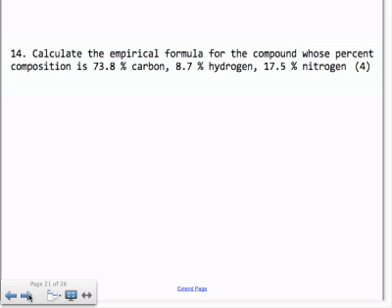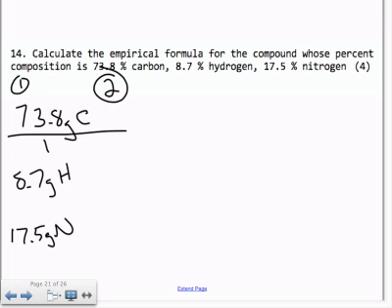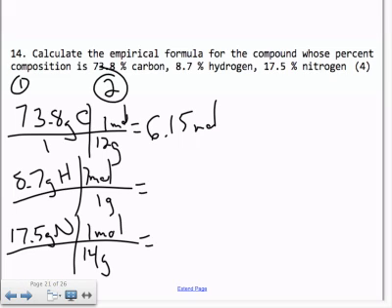All right, empirical formula. Step 1 in the empirical formula is to convert the percentages in the problem into grams. So 78.3 grams carbon, 8.7 grams hydrogen, 17.5 grams nitrogen. Step 2, convert each of those to moles. So divide by the molar mass, which is 12 for carbon, 1 gram for hydrogen, and 14 grams for nitrogen, which gives us 6.15 moles of carbon, 8.7 moles hydrogen, and 1.25 moles of nitrogen.